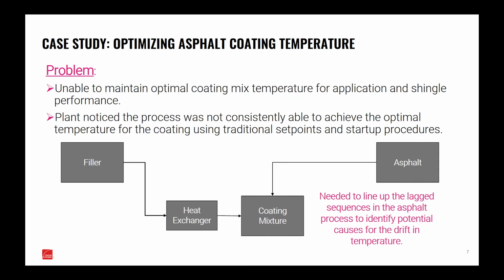The plant's technical lead had noticed that in the process, it was not able to maintain optimal temperature for production despite no apparent change to our settings or startup procedures. What we needed to understand was what had drifted in the coating process while considering any process lags in that correlation.